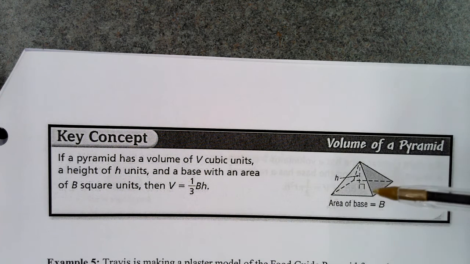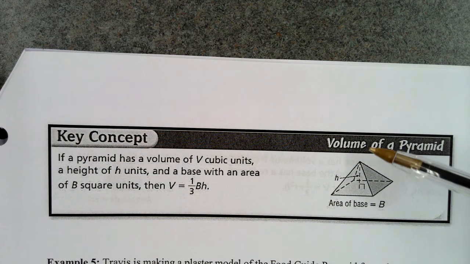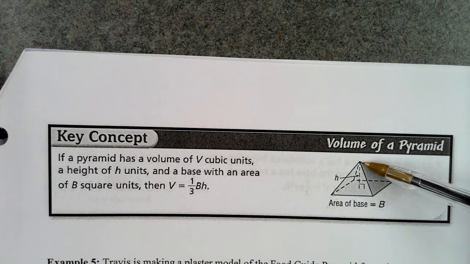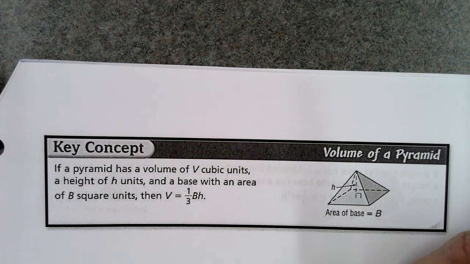But the next shape we have is a pyramid. This is not to be confused with the prism, because if you look at a pyramid, it comes to a point. See how that pyramid comes to a point? That's how you know it's a pyramid. And here's the formula. Volume equals 1/3 times the area of the base times the height. Depends on what shape the base is.